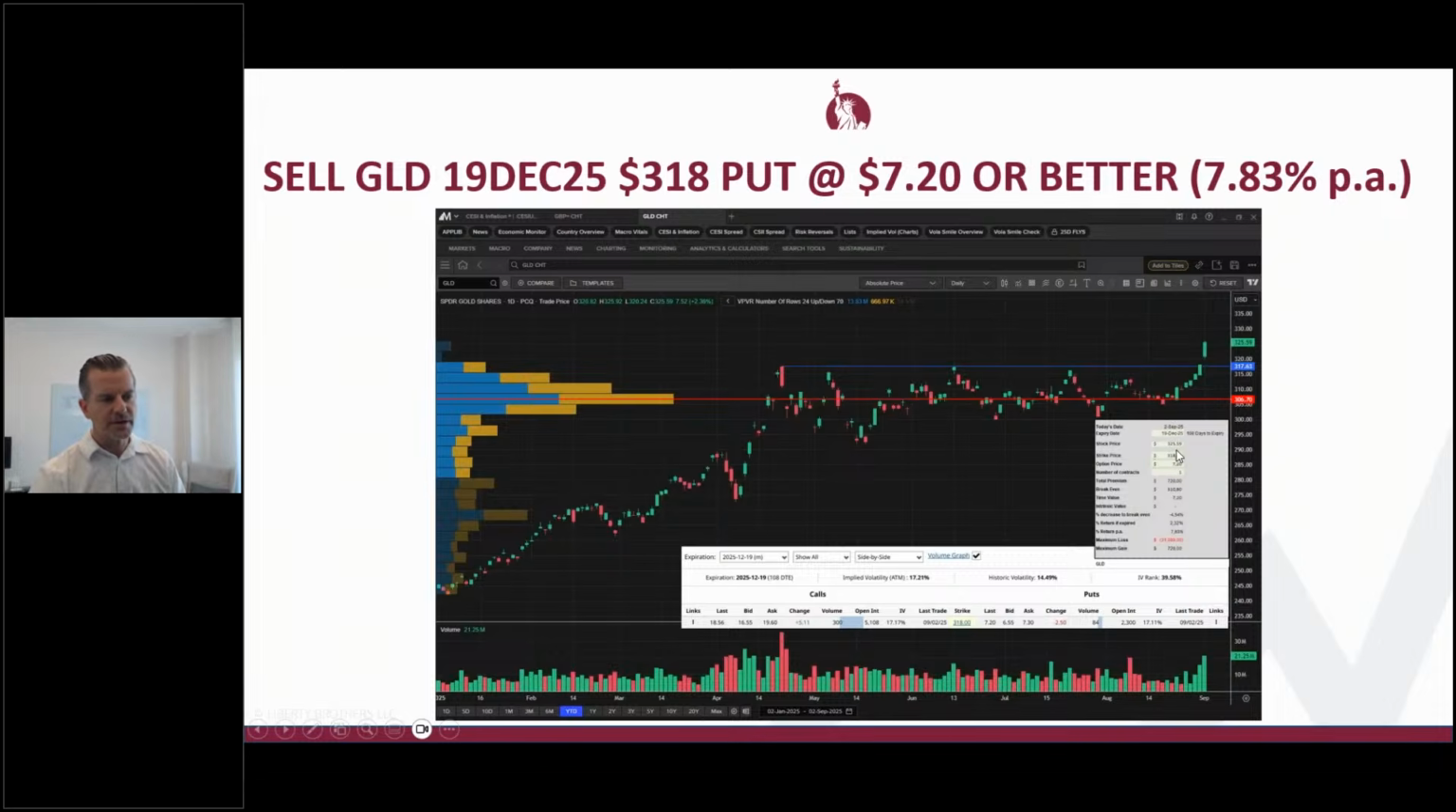Gold was closing at 325.59. I want to sell somebody the right to sell GLD to me at 318. And the price was $7.30 yesterday, $7.20, sorry, $7.20. And that comes out to an annual yield of 7.83%.